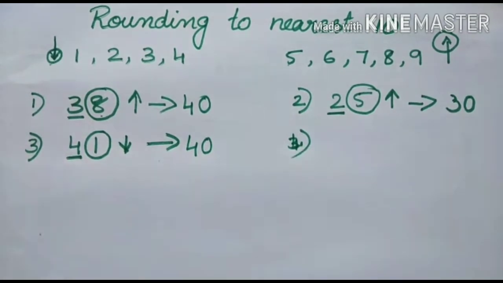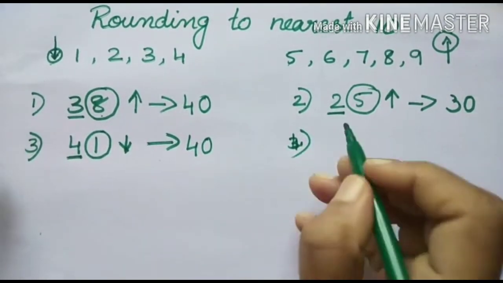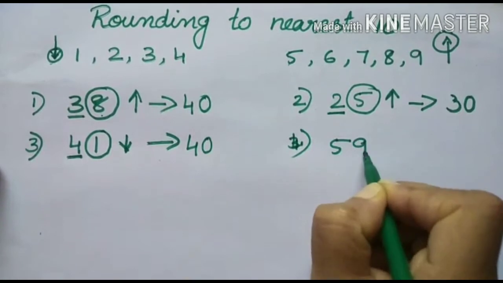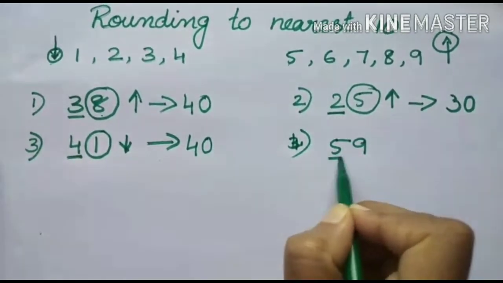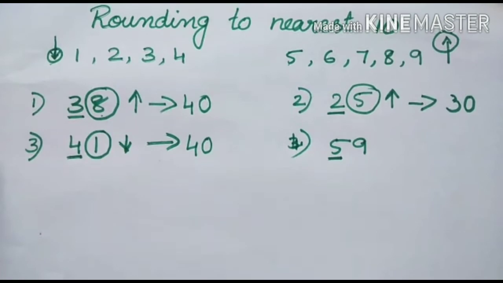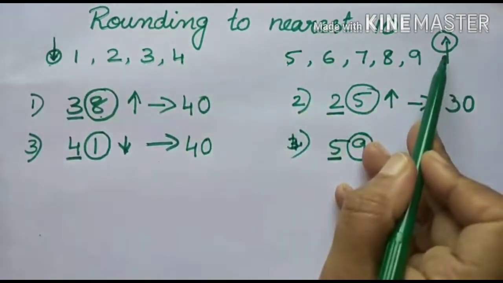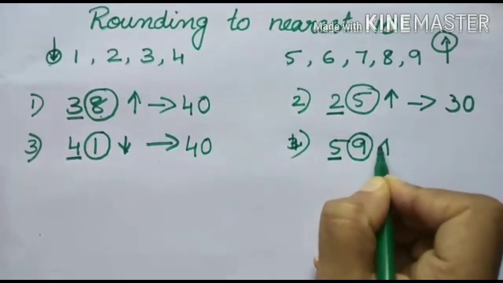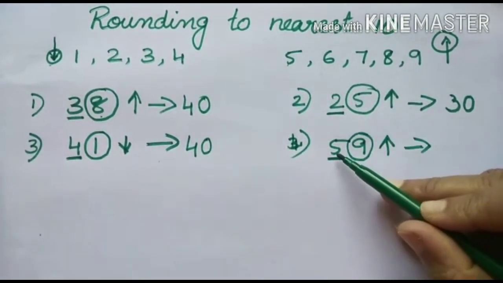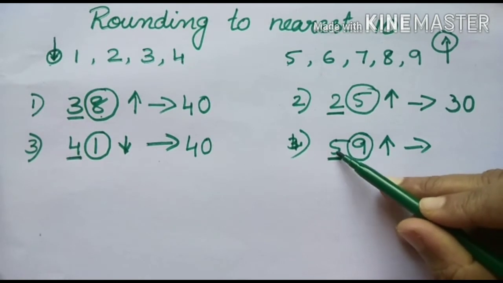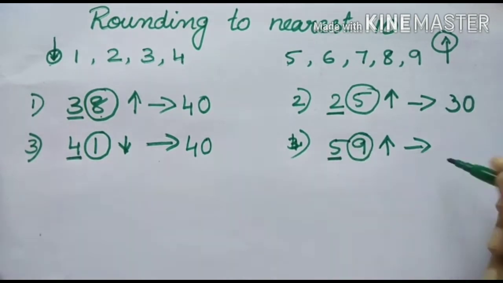Fourth example, 59. We have to round the number in the tens place. So, underline that number and look at the number in the ones place. It is 9. 9 is greater than 5. So, we have to round up. Round up means you have to write the next number. After 5 it is 6. And for the balance you put 0.